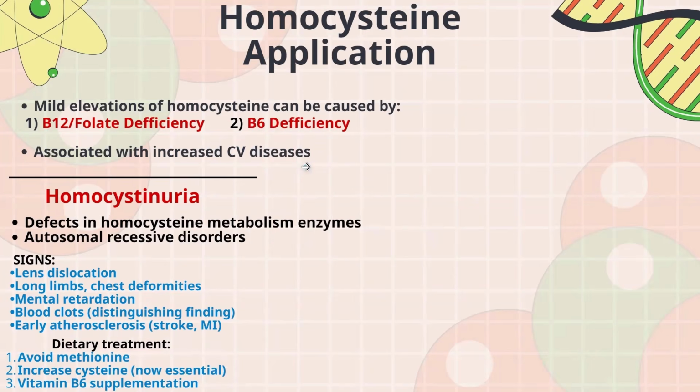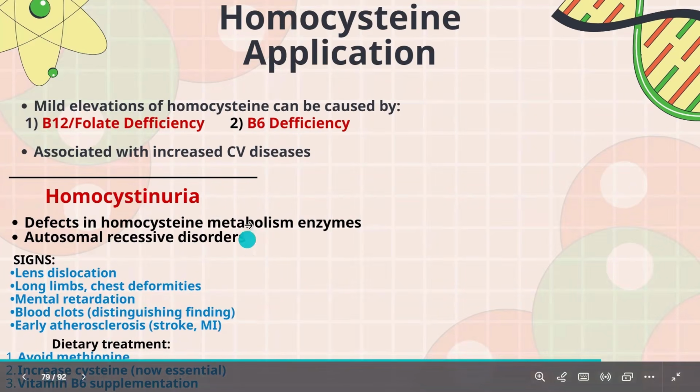Dietary treatment involves avoiding methionine because obviously if we add more methionine, we're technically adding more homocysteine, which causes increased homocysteine, and that's toxic. And increased cysteine is now essential because we need cysteine to form sulfite and eventually sulfate. And we have to give vitamin B6 supplementation. The reason it's not B12 is because B12 is going to give more methionine, and we want to avoid methionine to begin with so we don't get more homocysteine.